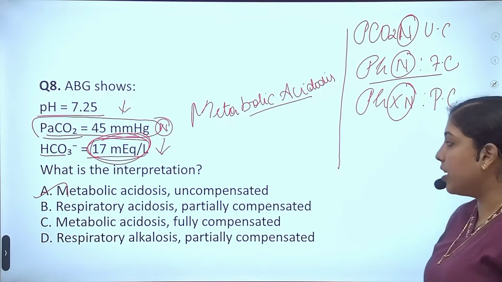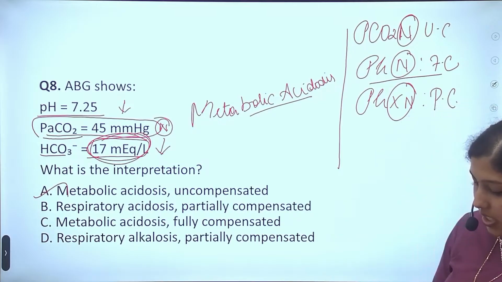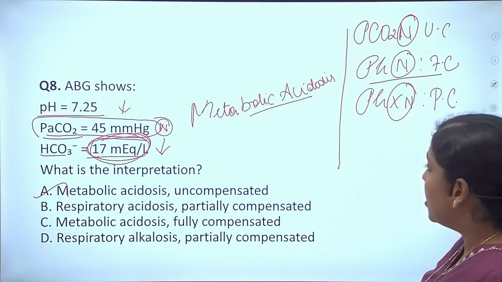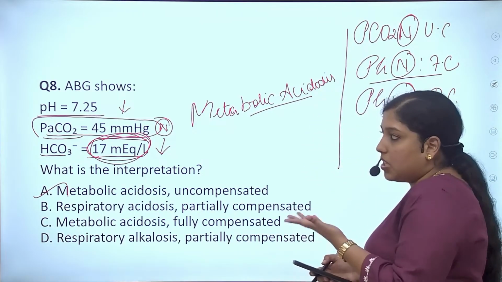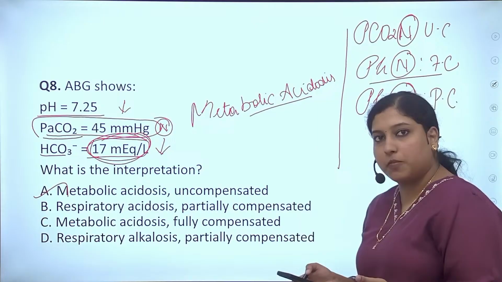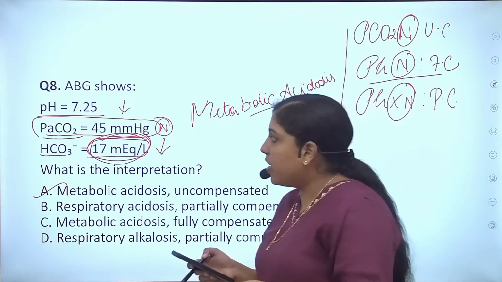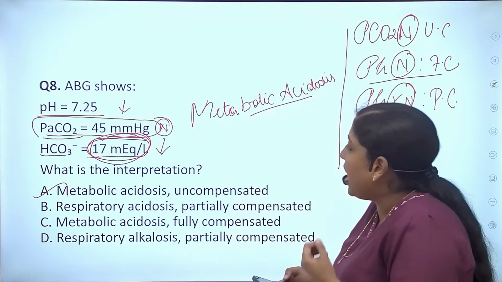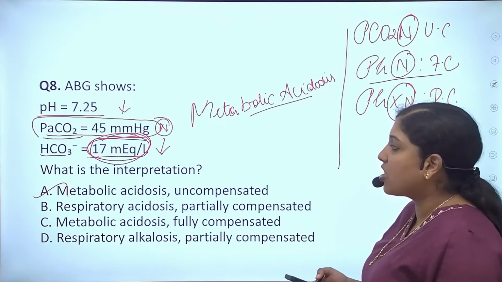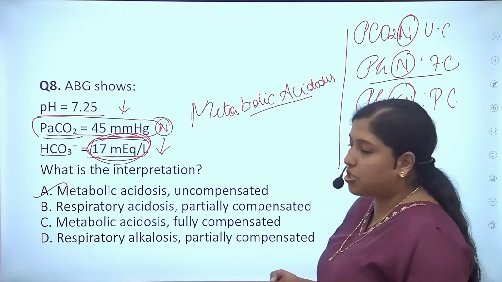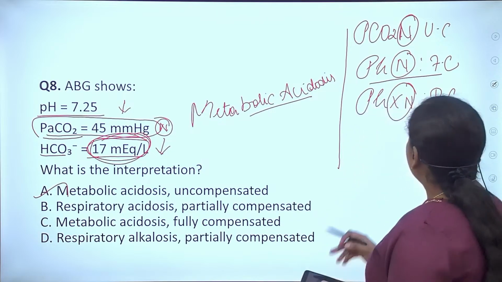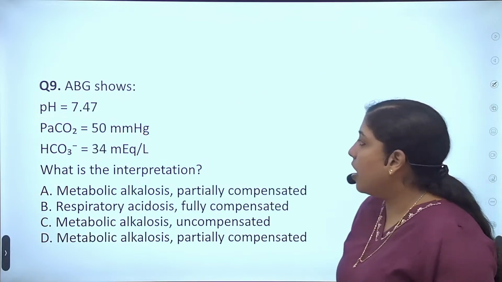No, dear children, it is not partially compensated. It is uncompensated metabolic acidosis. Since the PaCO2 level is maintained in the normal state even though the HCO3 is reduced this much, the respiratory system is not taking any action to increase the pH level, right? So next we will go to the next question.